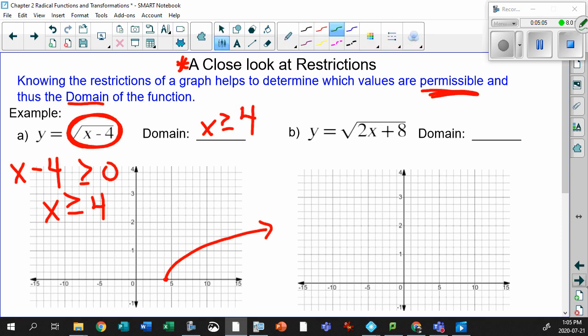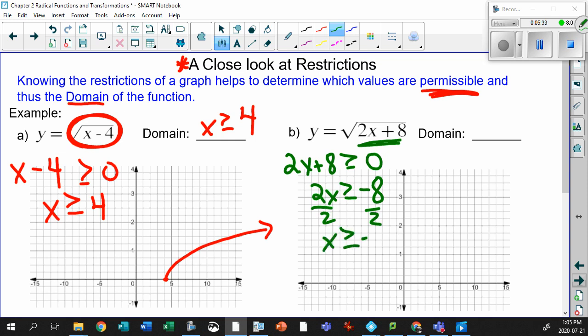How about this one here? Look at this guy, 2x plus 8. We'll do the same thing. Solve for what's underneath the radical. Tell me what the restriction is. That 2x plus 8 better be greater than or equal to 0. Well, then ask yourself, what values of x make that greater or equal to 0? Well, solve for it. 2x greater or equal to negative 8. Divide by 2, divide by 2. X is greater or equal to negative 4. Interesting. So this guy starts at negative 4 right here, and there's that arc again.